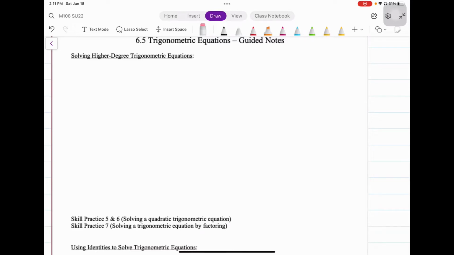Another type of equation that you might have to solve would involve higher degrees. So in this case, if you had something that involved a power, you would want to solve it like you would something with a power. So what if you had some quadratic? You think about this as if sine was just a variable. Let's call it u. If we had 2u squared plus 7u minus 4 equals 0, how would you solve that? You solve this the same way, but then it winds up being that sine is your u.